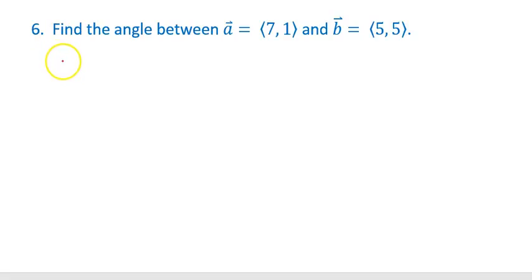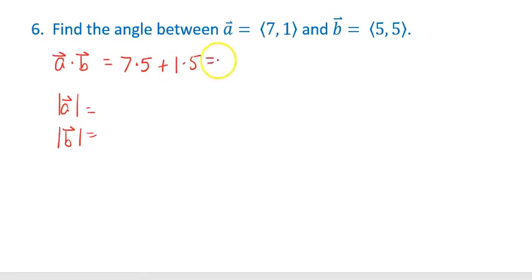So again, for our formula, we need to know 3 things. We need to know the dot product of A and B, the magnitude of A, and the magnitude of B to be able to plug those numbers into our formula. So our dot product says the first times the first plus the second times the second. So I get 35 plus 5, which is 40. And again, they're not perpendicular. If they were, there would be a 90-degree angle and we would be done.